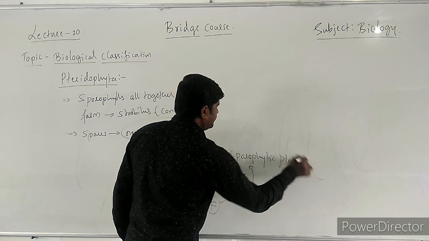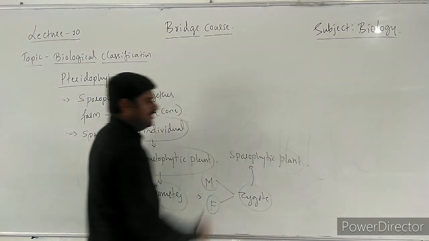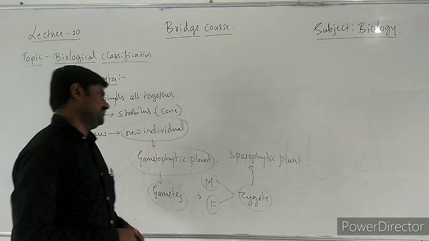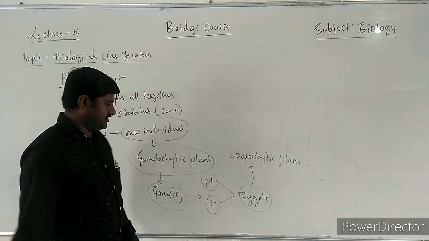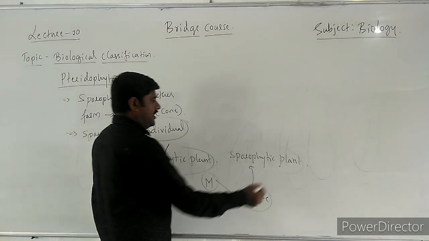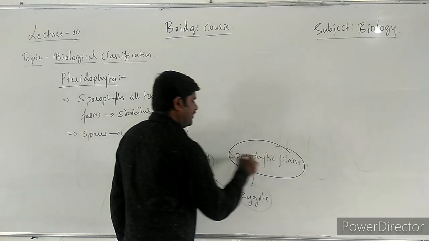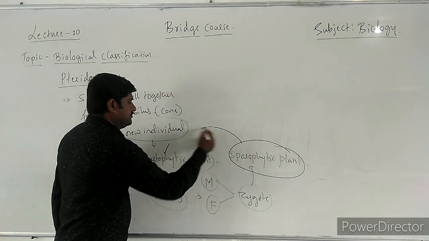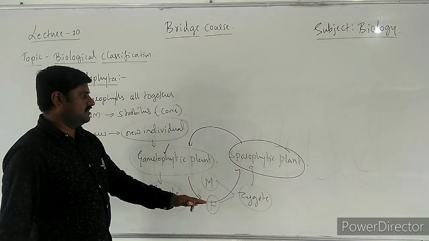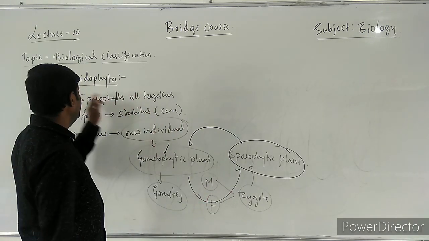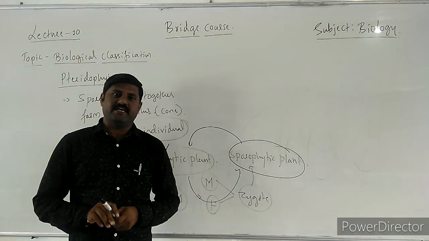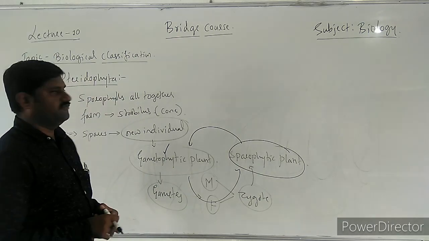Sporophytic plant. So this is how alternation of generation is seen in these plants. Once it grows into a gametophytic plant, the gametophytic plant produces the sporophytic plant, and both of them are alternately grown. This is alternation of generation in the case of pteridophytes, right? So this is a brief explanation regarding these pteridophytes.